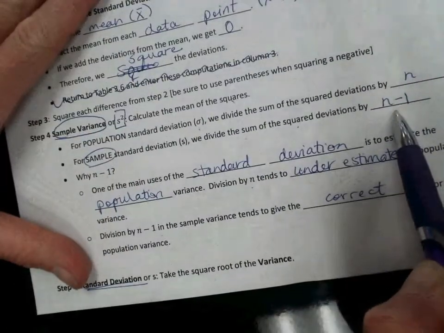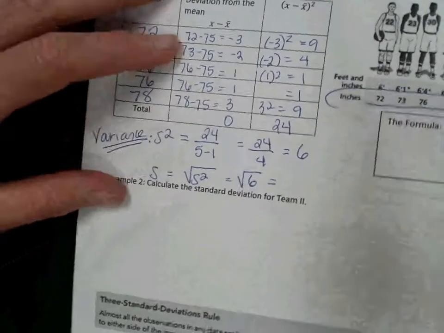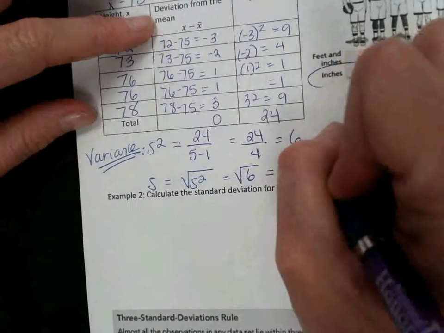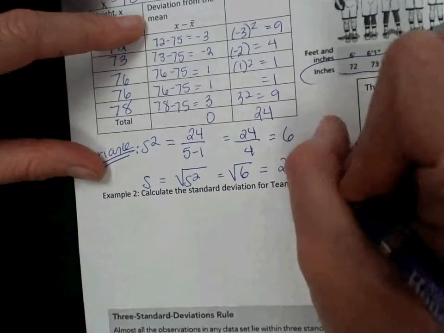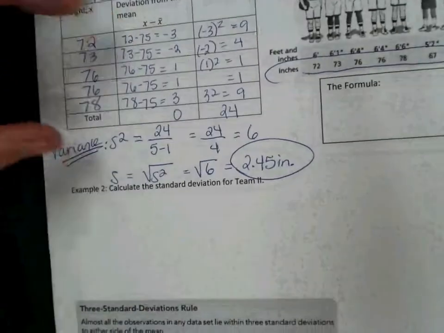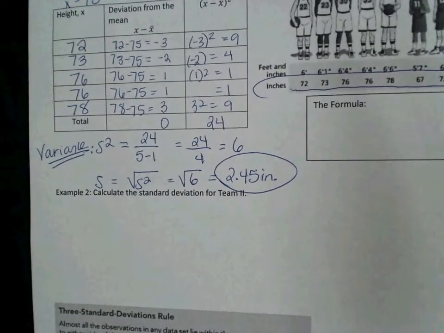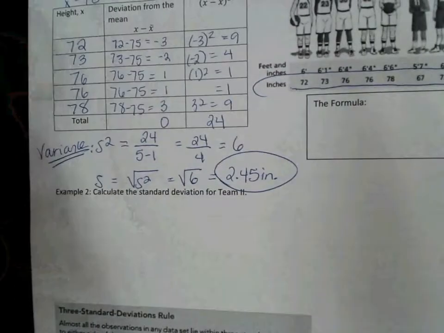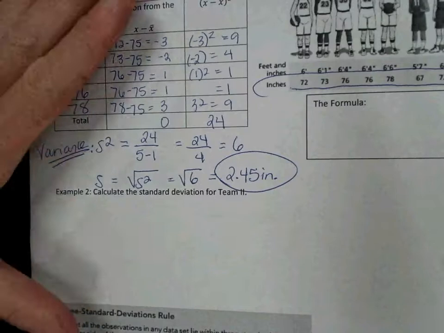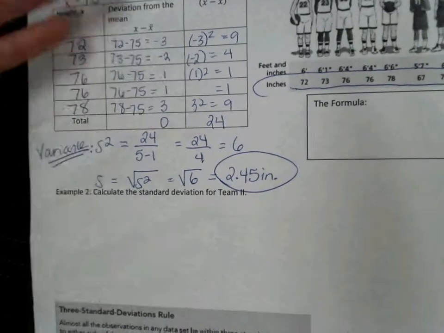Because we're dividing by n minus 1. Since it's sample, thanks. And we can label with the same units that we started with. Since we squared and then we took the square root, we're back to the same units of measure. So there's your standard deviation.